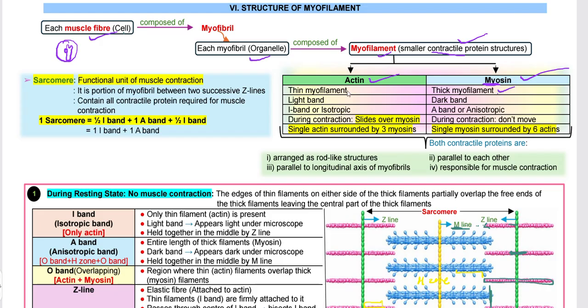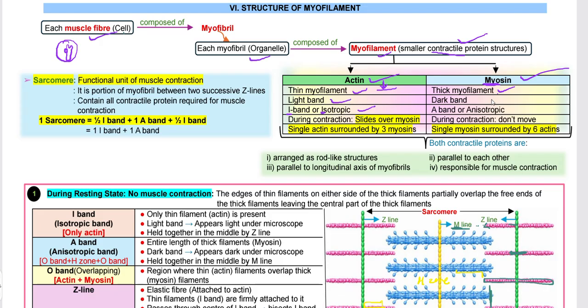So automatically thin will become the actin. Now since it is thin, light can penetrate easily. So since it can penetrate, we call it isotropic band. Isotropic starts with I, so it is also called I band. Because light can pass, we call it light band as well.